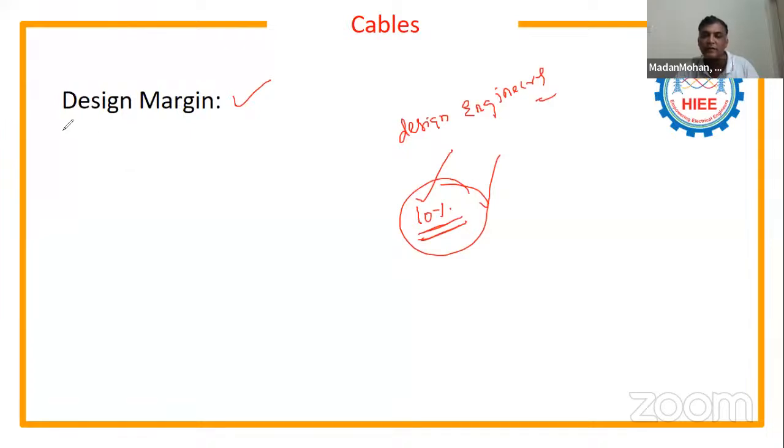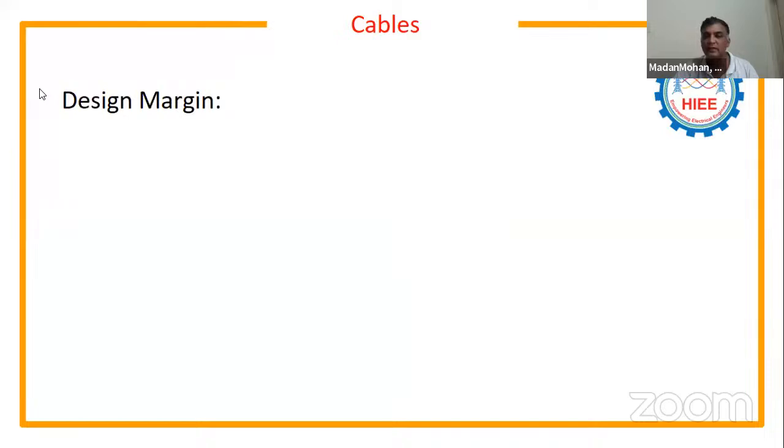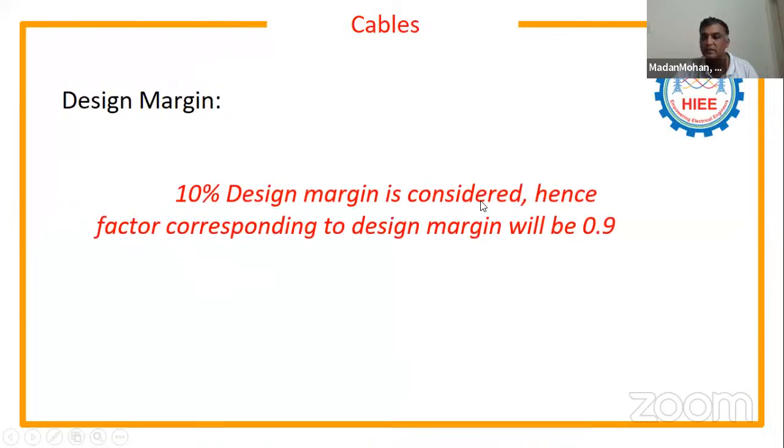That's the reason when you are doing any equipment sizing calculations, we consider a design margin of 10 to 20%. It depends upon the client requirement. If no client is telling anything, generally we go with 10%. If the client is very specific, then we go with 15%, 20%. So these are the factors. A 10% design margin corresponds to 0.9, which means we are taking all these derating factors in the denominator. That is the reason it will be 0.9.